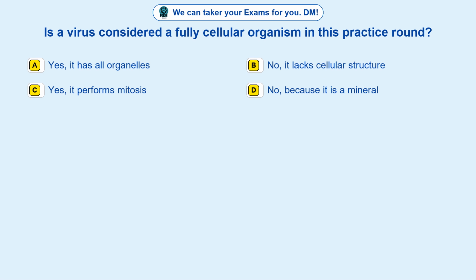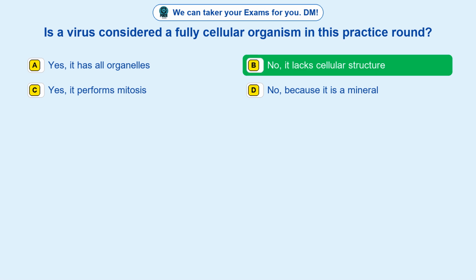Question 15. Is a virus considered a fully cellular organism in this practice round? Option A. Yes, it has all organelles. Option B. No, it lacks cellular structure. Option C. Yes, it performs mitosis. Option D. No, because it is a mineral.